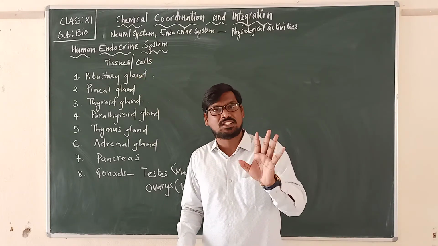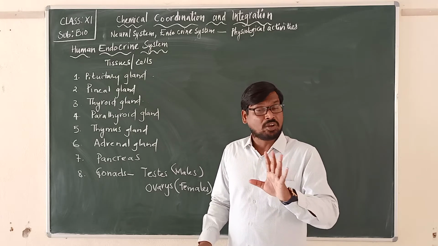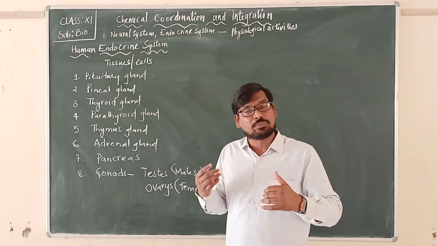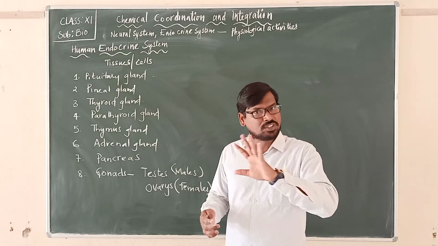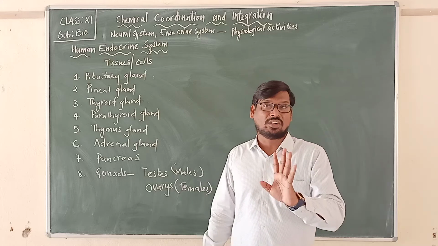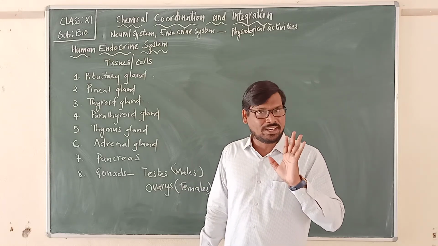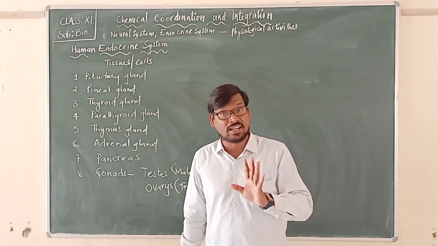Dwarfness is not a disease, but it is a disorder, because it will not affect the activities of a particular person. Physiological activities will not be affected because they are tall or because they are short. So in such cases, we exclusively use one word called as what? It is a disorder, but we will not say that it is a disease.